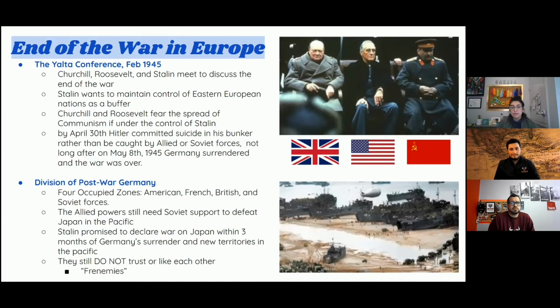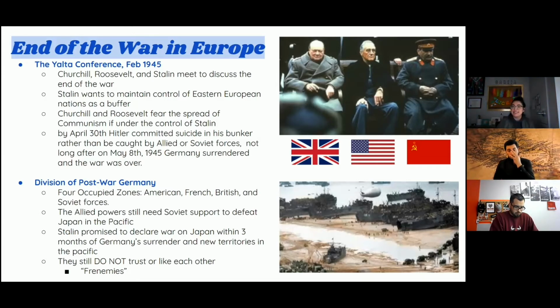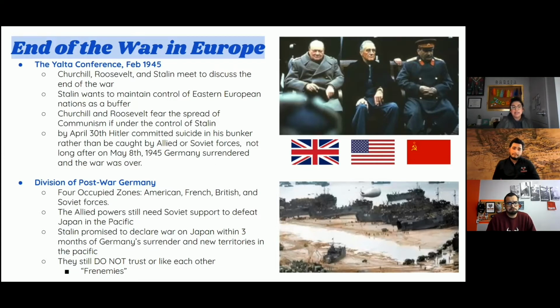We have the division of post-war Germany. Germany is split up into 4 occupied zones, with each country taking a little piece. You have the Americans, the French, the British, and the Soviet forces, and they all take a little piece of Germany. The Allied powers still need Soviet support to defeat Japan in the Pacific, so they maintain their alliance as well. Stalin promised to declare war on Japan within 3 months of Germany's surrender and new territories in the Pacific.